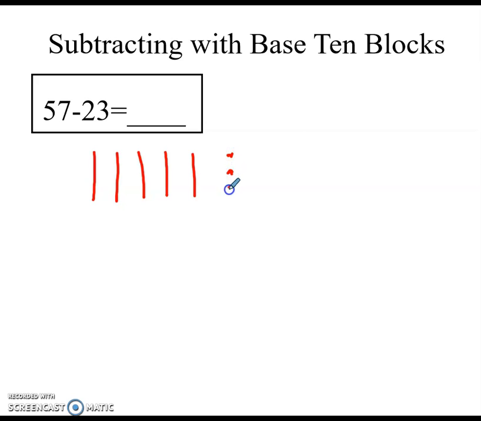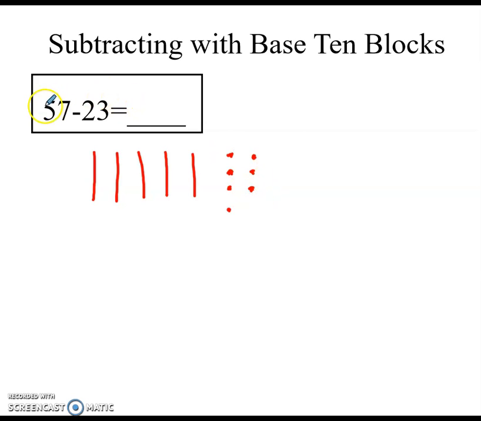52, 53, 54, 55, 56, 57. All right, now you kind of get the picture that these are dots. I know they're not perfect, but they don't have to be.